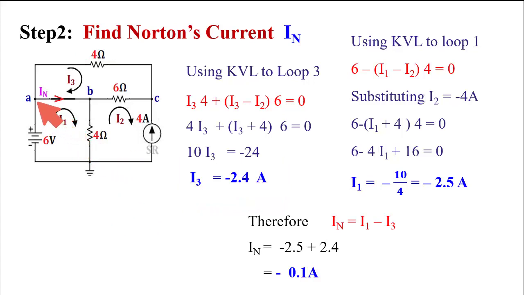Now I need the current through AB, the short circuit path current. So here I1 is flowing from A to B and I3 is flowing from B to A. So IN, which I have indicated from A to B, will be I1 minus I3. Therefore IN is equal to I1 minus I3. Putting the values, I1 is minus 2.5 and I3 is minus 2.4. Ultimately we got IN is equal to minus 0.1 ampere. So this is the Norton current.